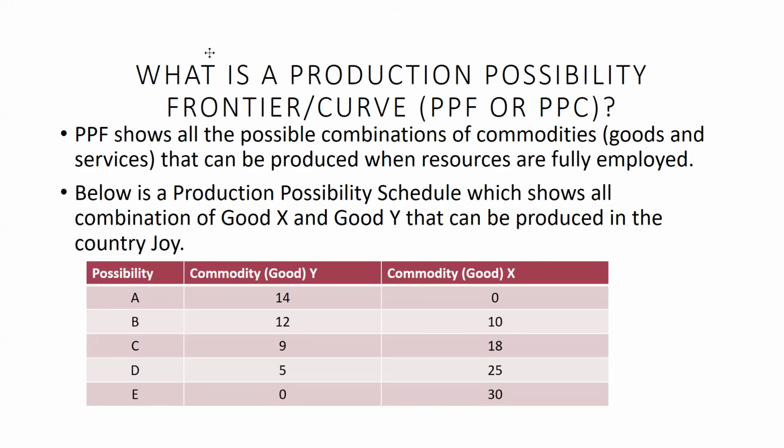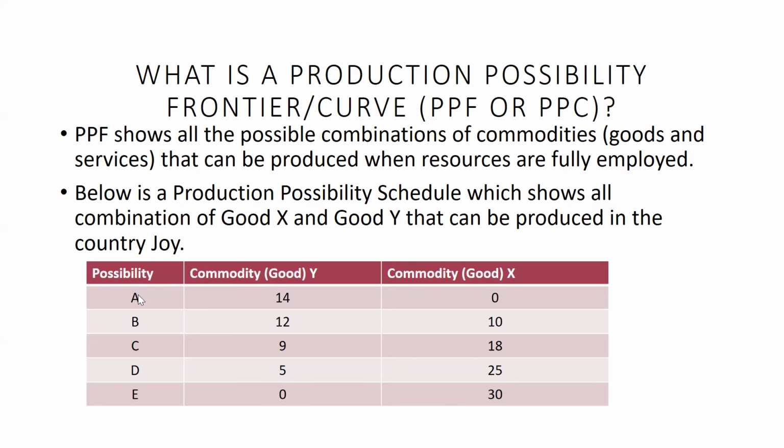We're applying that same thought process to the production possibility curve. So instead of buying the goods, we are producing them. We are using our resources to produce the goods. We have a certain amount of resources.